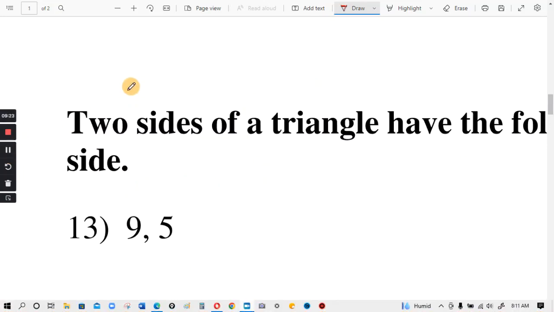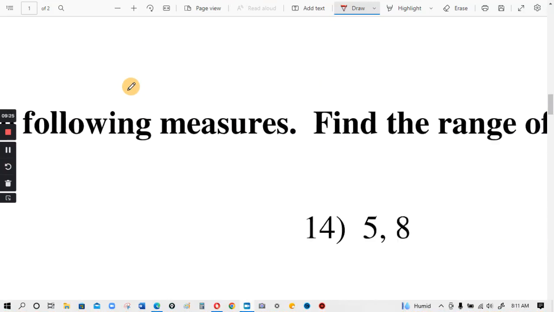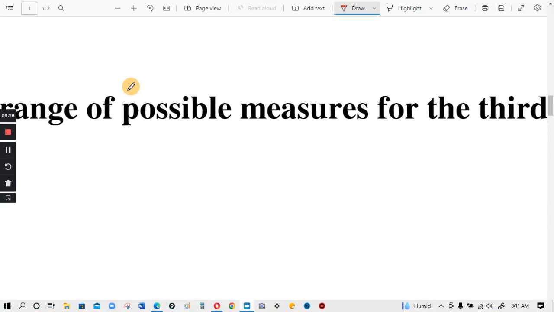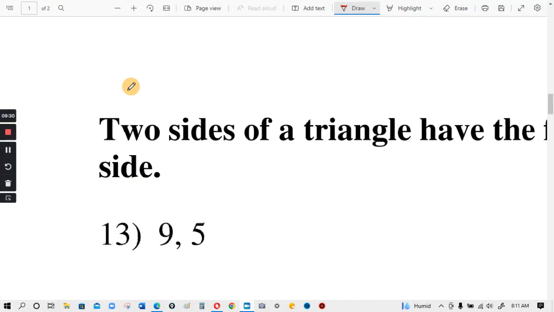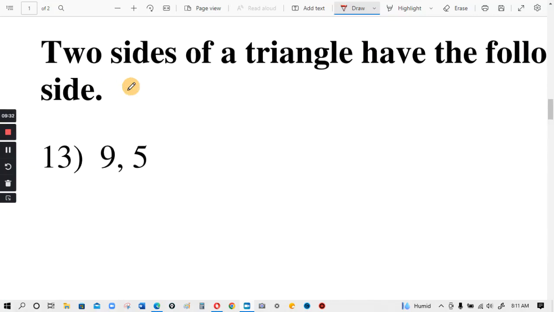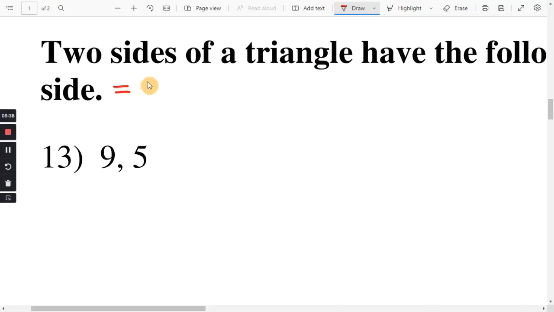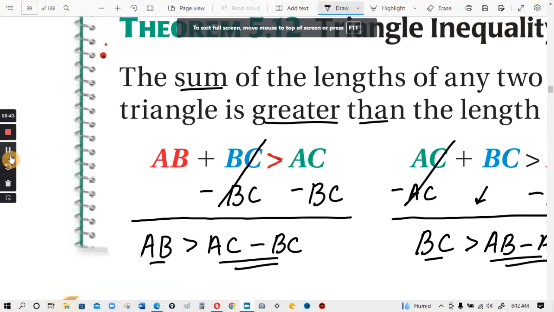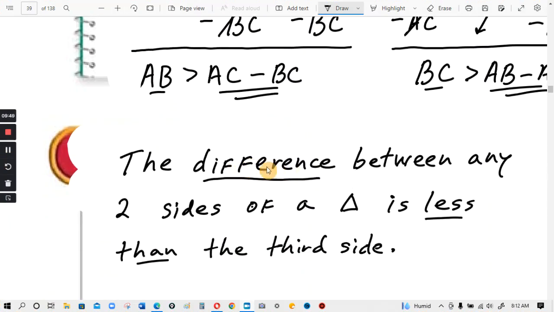Now in the next section, two sides of a triangle have the following measures. Find the range of possible measures for the third side. Okay? In all of these problems, I am going to let the third side equal x. Now remember we said in the notes if it's the sum of two sides, it's greater than the third side. But we said if it's the difference between any two sides, it's going to be less than the third side. So you need to know that.